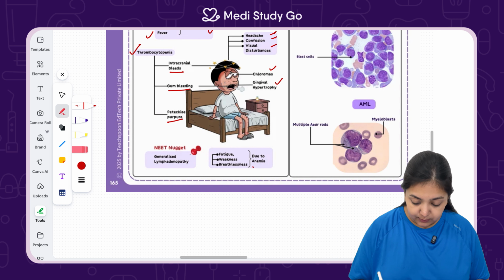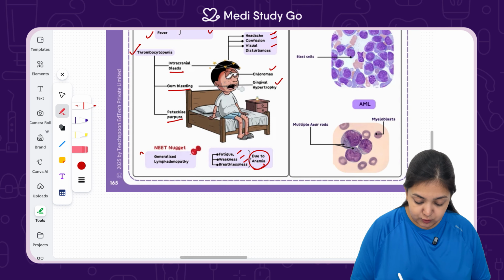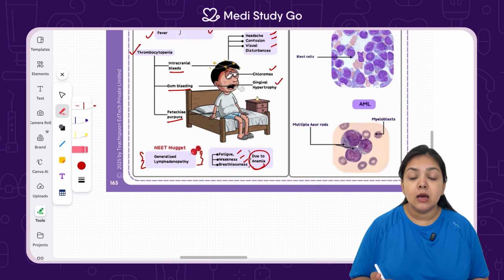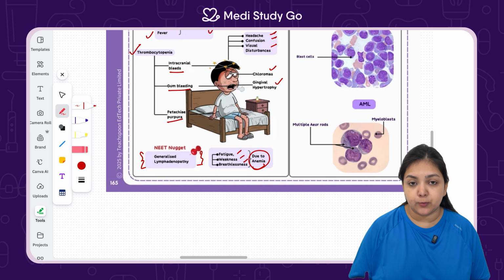Then because of anemia, that is because of less number of RBCs, there is going to be fatigue, weakness, and breathlessness. And lastly, there is going to be generalized lymphadenopathy because the body's lymph nodes are going to try to combat the infections which are present in the body, but they're not going to be successful. So their size is going to increase and there is going to be lymphadenopathy overall.